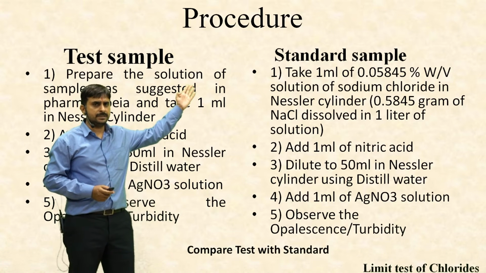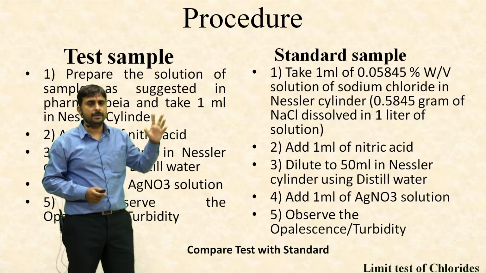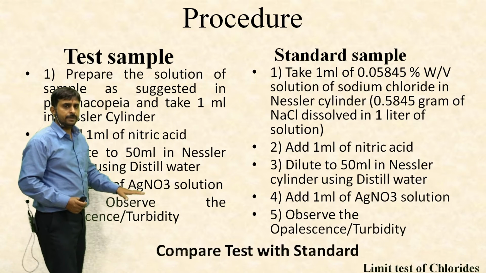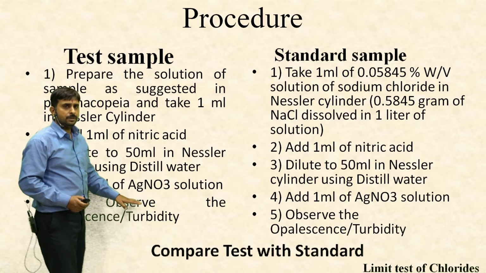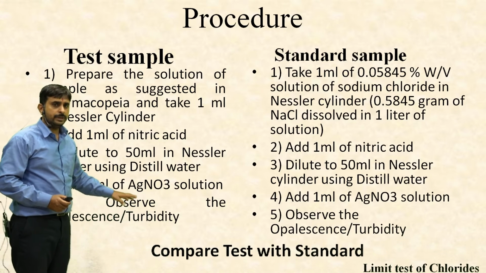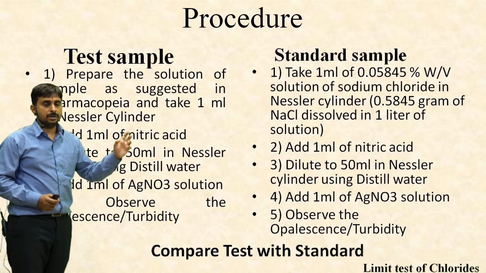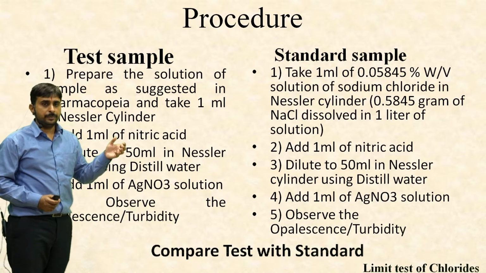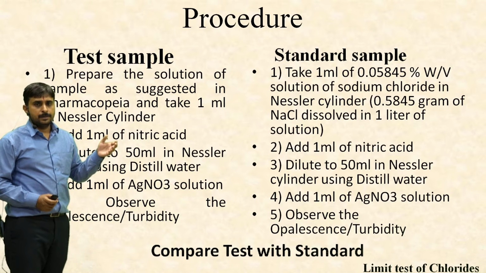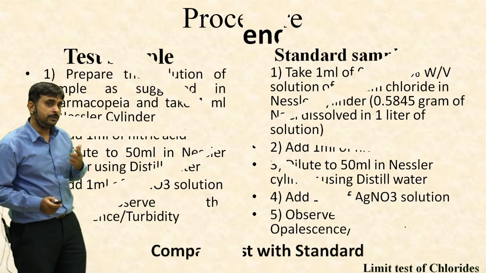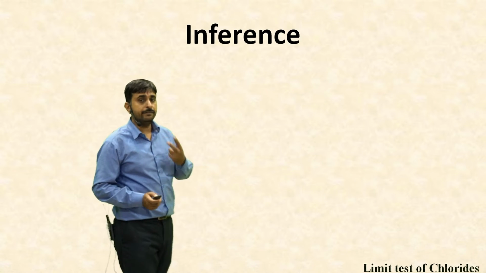Then we will compare the test with the standard. We will compare this test sample and standard sample. We are having turbidity in both the solutions. We are having turbidity in this particular test sample and also in the standard sample. We will compare the intensity or darkness of the turbidity, how much turbid it is, between the test sample and standard sample. And we are having two different inferences.